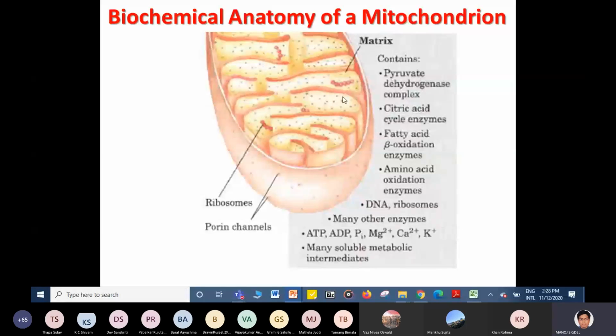In addition to that, in the mitochondrial matrix, there is also DNA and ribosomes. You all know that DNA is present in the nucleus, but a little amount of DNA is also present in the mitochondria, which is known as the mitochondrial DNA. Along with this, it also contains many other enzymes, ADP, ATP. No need to mention all these things. These are contained in the mitochondrial matrix. Now, to focus our class today, we have the pyruvate dehydrogenase complex and TCA cycle enzymes, all in the mitochondrial matrix.